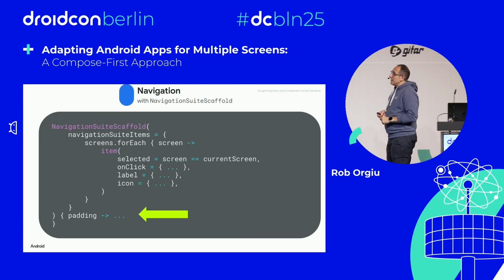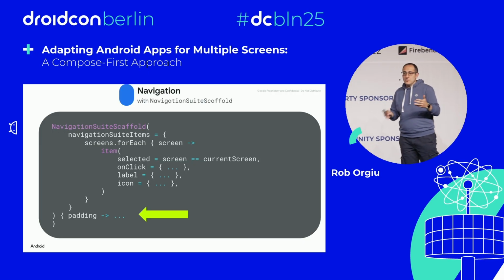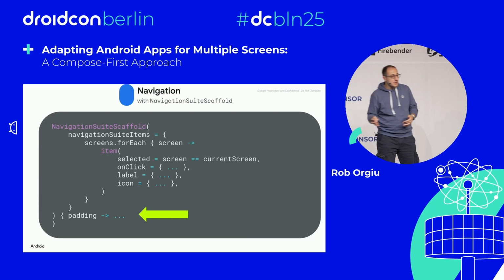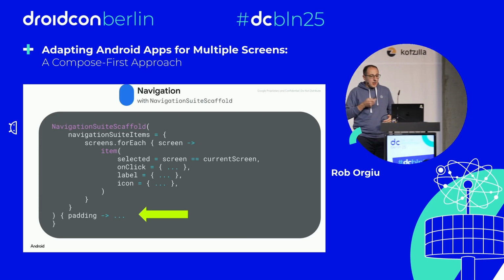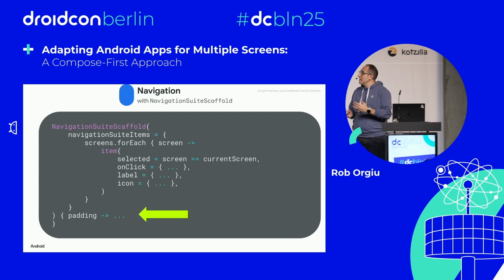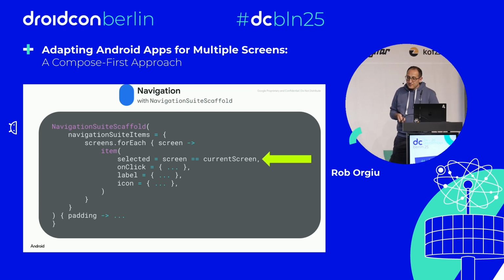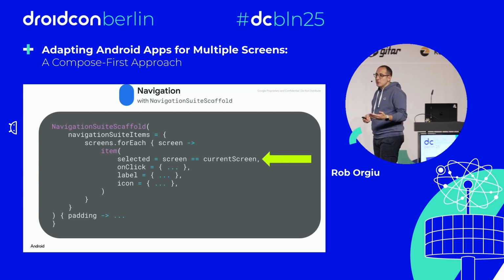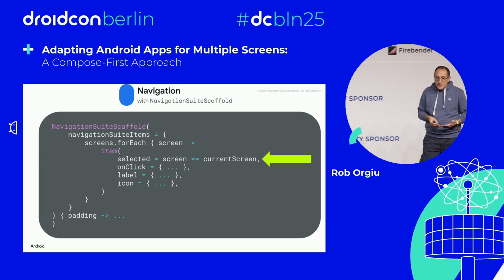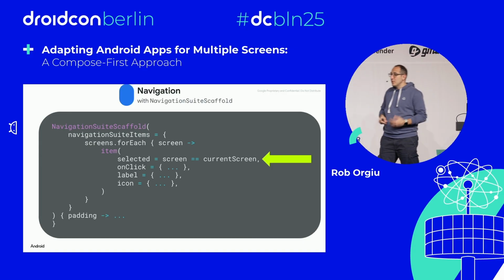Then inside, you get the padding, because, of course, it takes up some space. And you can place your composables. Of course, you also need to remember which one is selected, because you might want to change how it appears, or this kind of stuff. And you do that inside the item that we declared earlier.